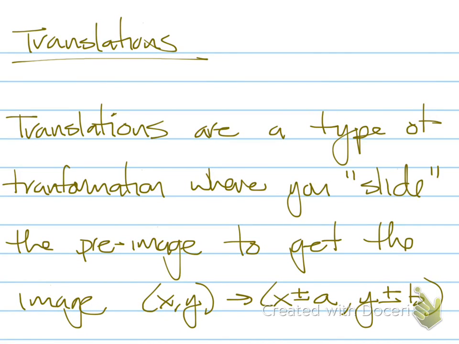This lesson we're going to be talking about translations. Translations are a type of transformation where you slide the preimage to get the image. So you're adding or subtracting something to the x coordinate and adding or subtracting something to the y coordinate.